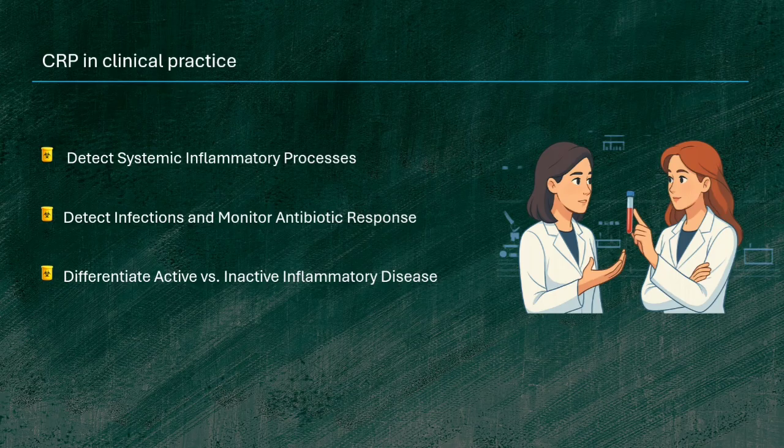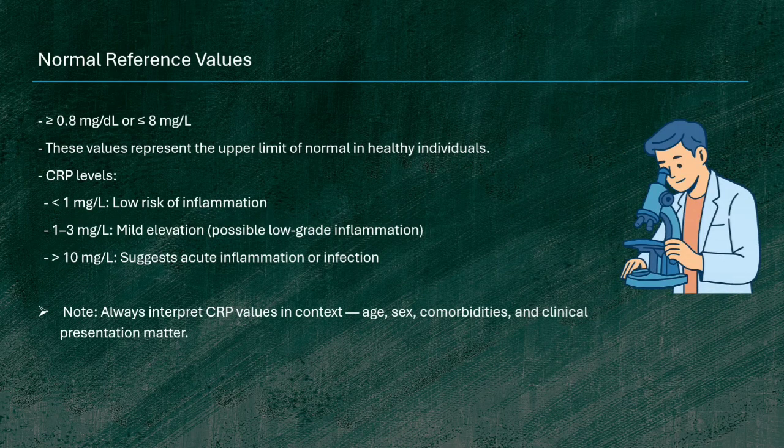CRP, along with other markers, e.g., ESR and procalcitonin, helps guide clinical decision-making. Example: in a patient with lupus and suspected urinary tract infection, a spike in CRP may point toward infection rather than a lupus flare. Normal reference values: less than or equal to 0.8 milligrams per deciliter, or less than or equal to 8 milligrams per liter. These values represent the upper limit of normal in healthy individuals.